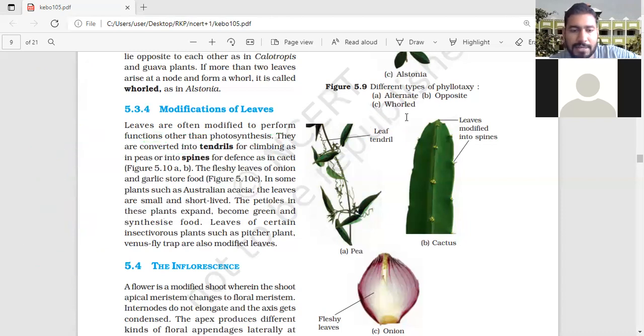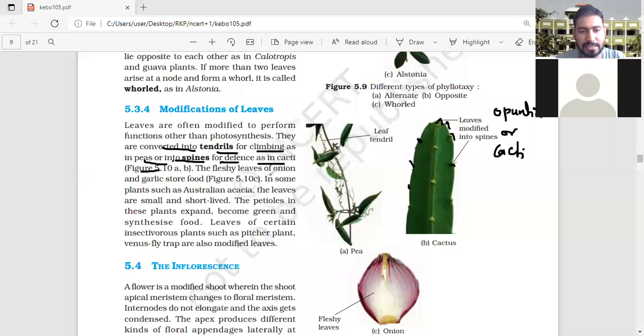Yes, sir. Very good. Now, the leaves are modified to perform functions other than photosynthesis. Then they are converted into tendrils for climbing, as in peas. And sometimes leaves get modified into spines for defense, as in cacti, that is Opuntia. In Opuntia, the leaf gets modified into a cactus-like structure. Now you can see this forms a cactus-like structure. Opuntia or cacti.